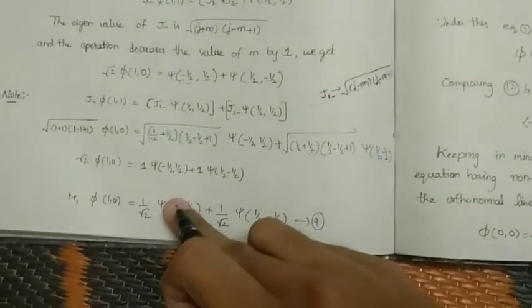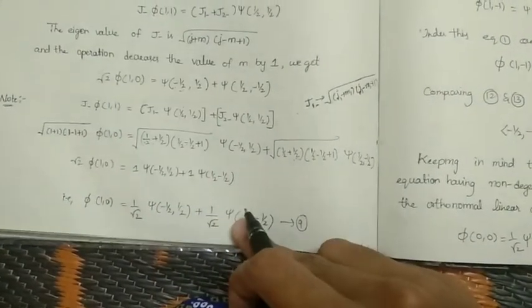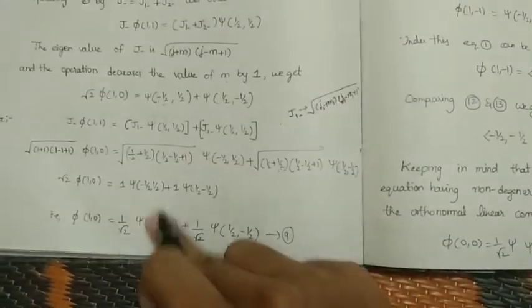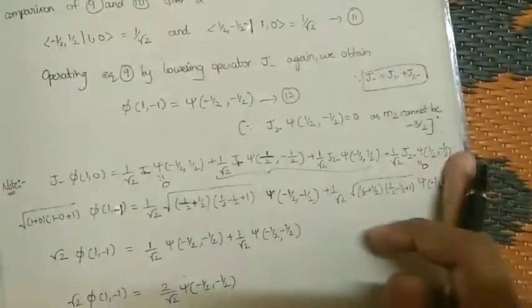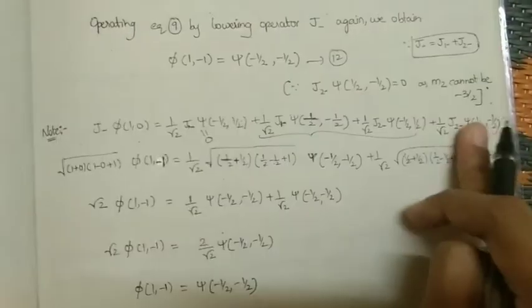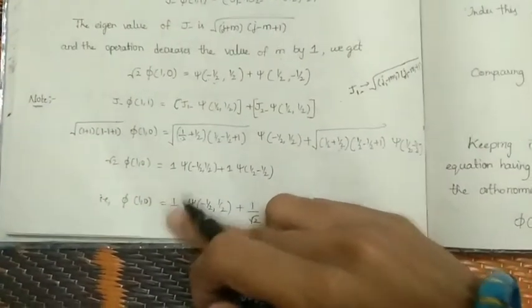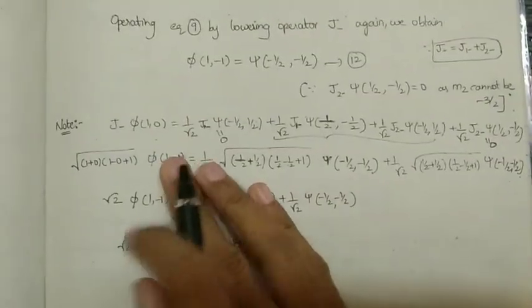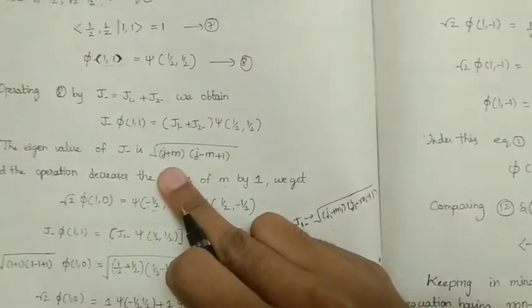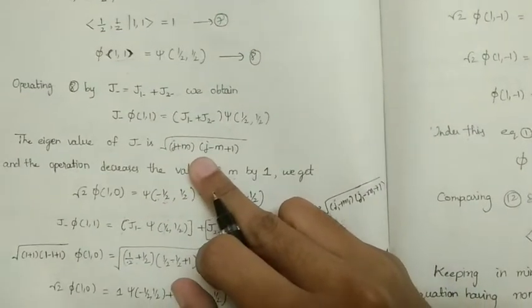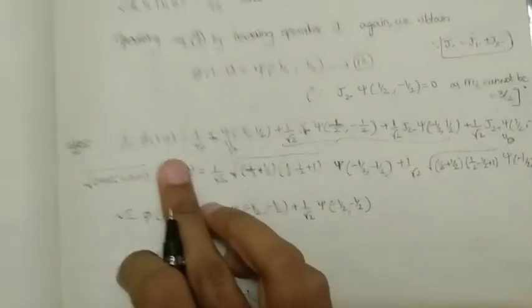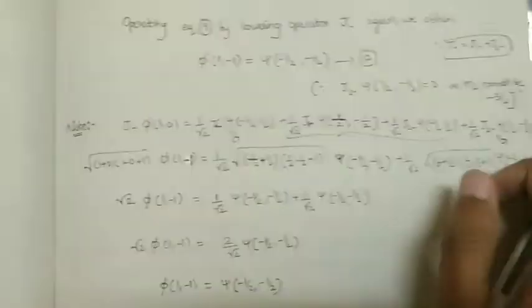j1 minus operating on this and j1 minus operating on this, and next j2 minus operating on this and j2 minus operating on this, minus half comma minus half. So these are the possible terms and we can keep these constants aside. So this is the thing. So now we need to apply that eigenvalue formula, that is root of (j plus m) into (j minus m plus 1). That formula we need to apply for this entire equation.